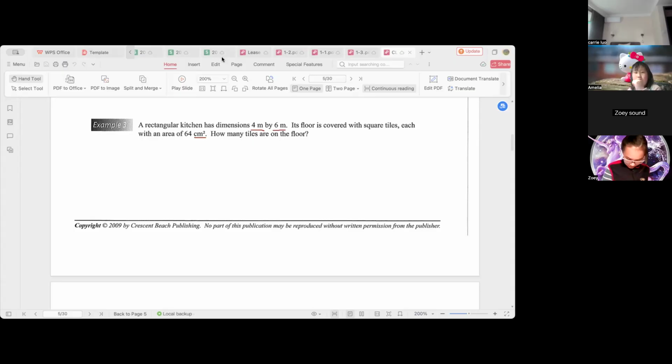Does 64 centimeters mean all the tiles together or just one tile? 64 centimeters. It's each tile. Each, okay.